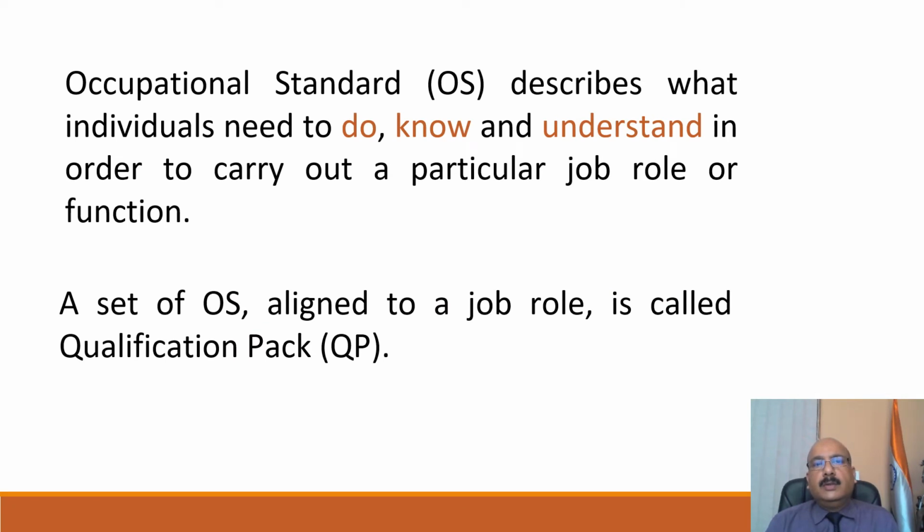So the National Occupational Standard describes what the individual needs to do, know, and understand in order to carry out a particular job role or function. See here, there are three words: do, know, and understand. Again, when a set of occupational standards are aligned to a particular job role, we call it a qualification pack. So in earlier slides, I have told you that there are four qualification packs. Suppose for the veterinary field assistant qualification pack, it's actually a group of standards which are aligned to the job role of a veterinary field assistant.